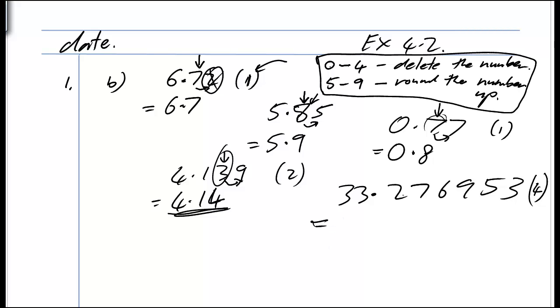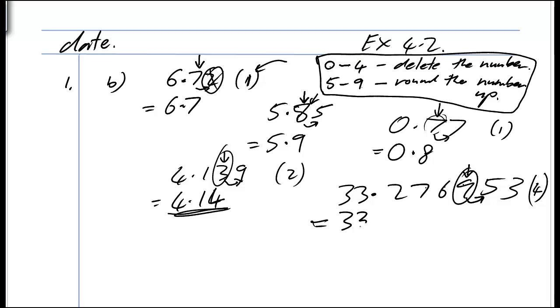All right, you count back 4 decimal places: 1, 2, 3, 4. Put a little arrow above it. Now, look at the number just to the right of it. Is that number from 0 to 4? No, it's from 5 to 9. So all we do is round that number up.